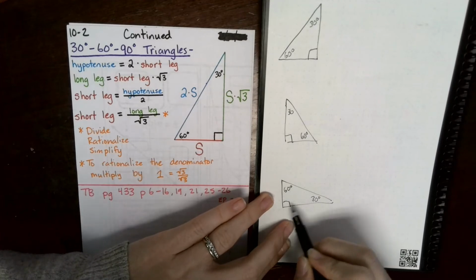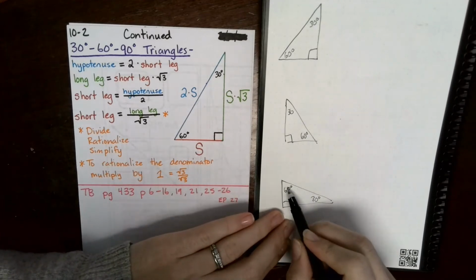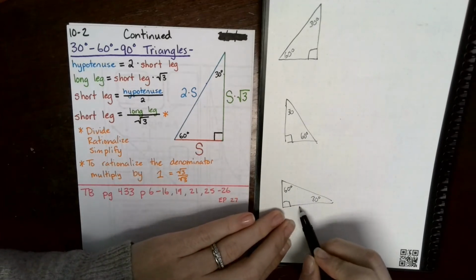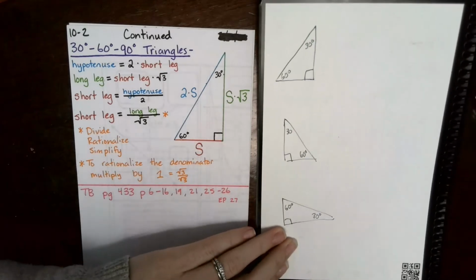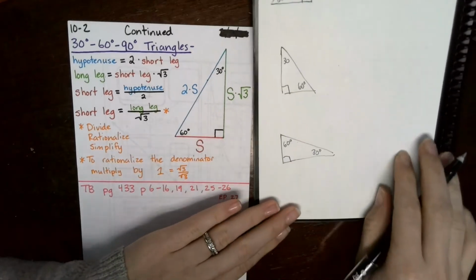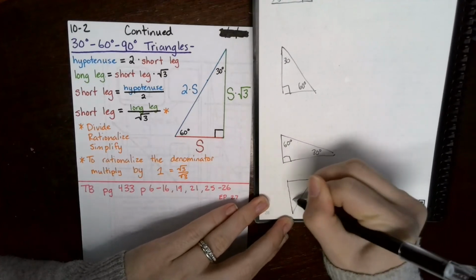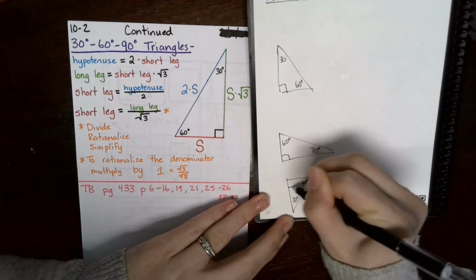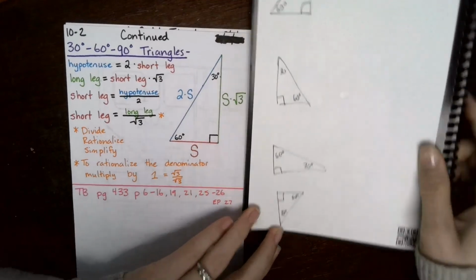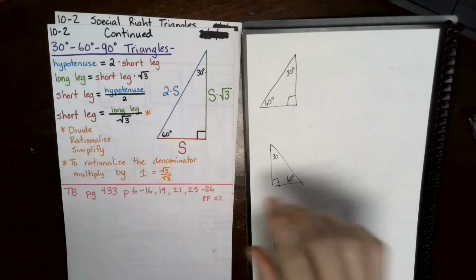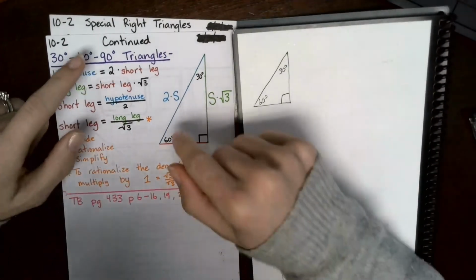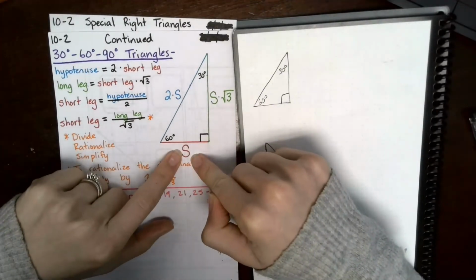Okay? The hypotenuse is always across from the right angle, and then the long leg is the one across from the 60. So let's keep that in mind. And you could even have 30, 60, 90. Okay? So it could be in any different orientation. Just make sure you're paying attention to which one's your short leg. Short leg is the key here.